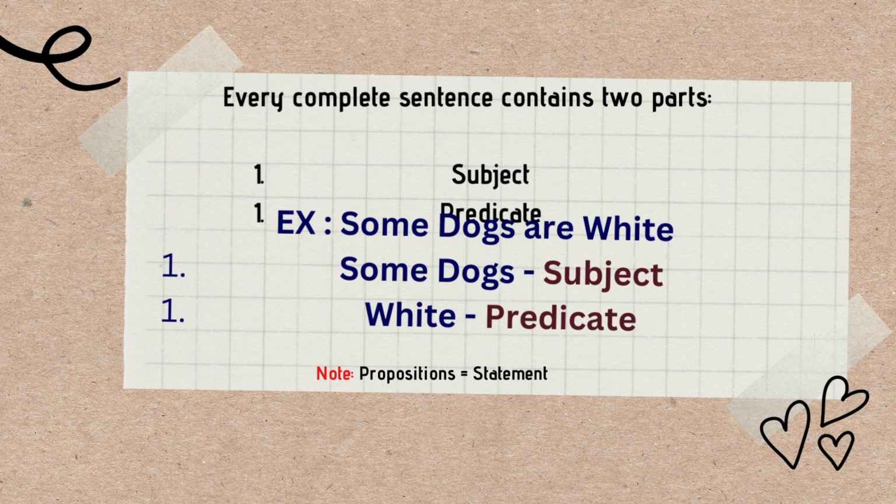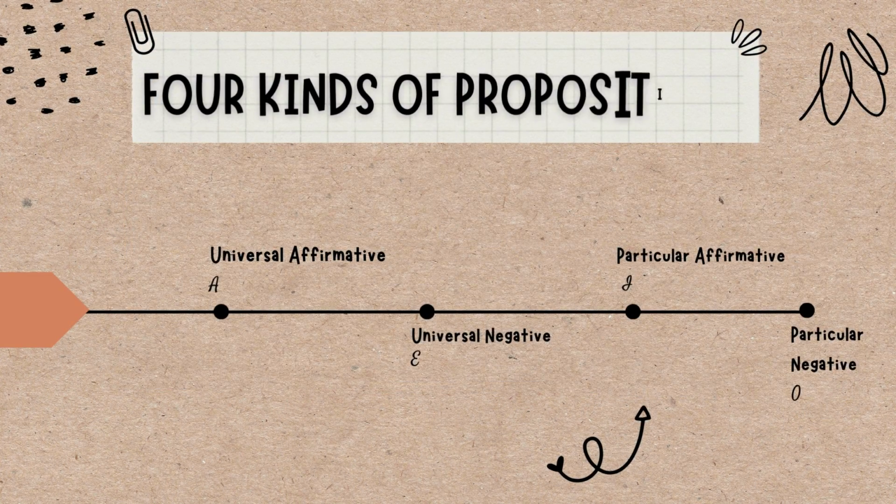So, in classical logic, we have four kinds of proposition. Let's see what those are. The four kinds of propositions are universal affirmative with the abbreviation A, universal negative E, particular affirmative I, and particular negative O. Just remember, like vowels in English, A, E, I, O. Remove U from it. Now, let's see this in detail.